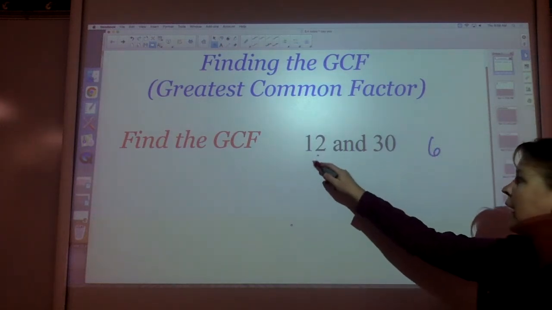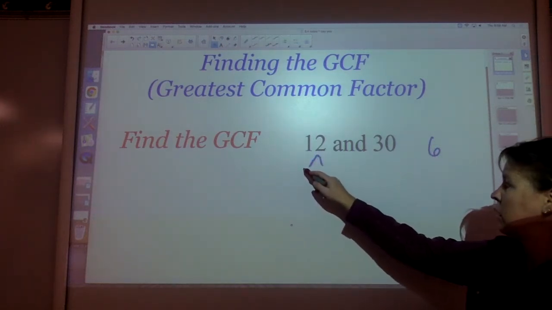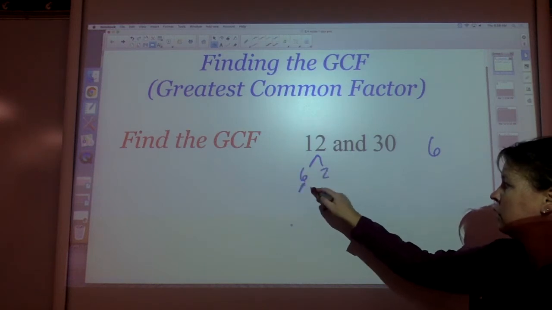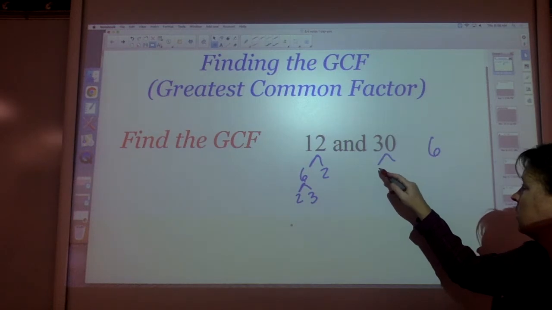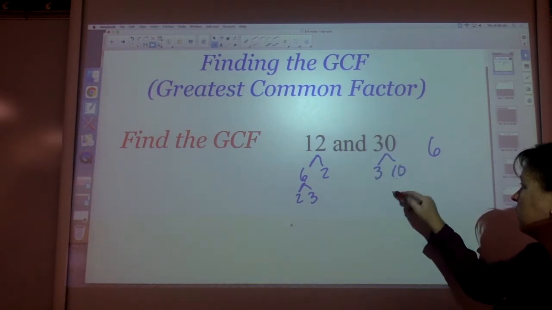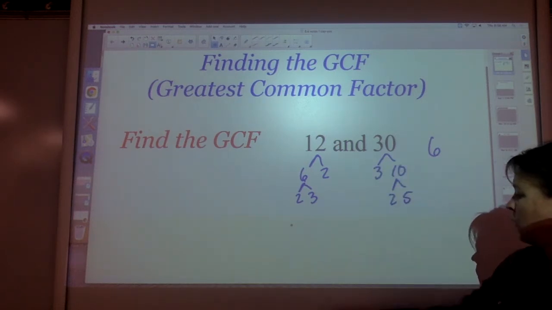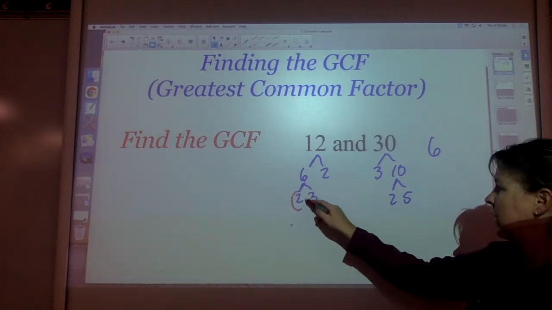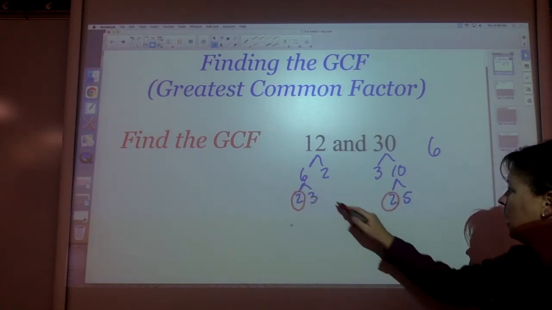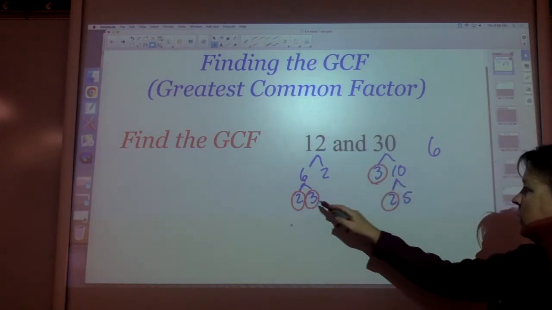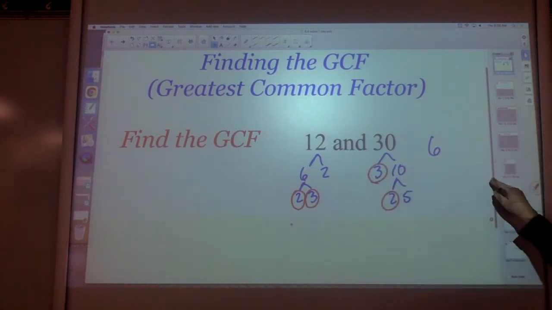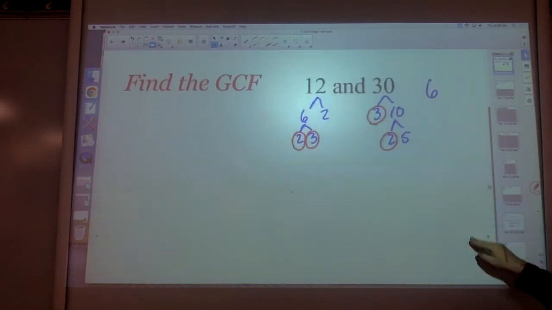If you don't know that, how would you get to it? You could go into your factor tree and factor these out as far as you can and take whatever is common. We've got a 2 here and a 2 here. We've got a 3 here and a 3 here, but nothing else is common, so 2 times 3 is 6. If you didn't know your greatest common factor, that's how you would find it.